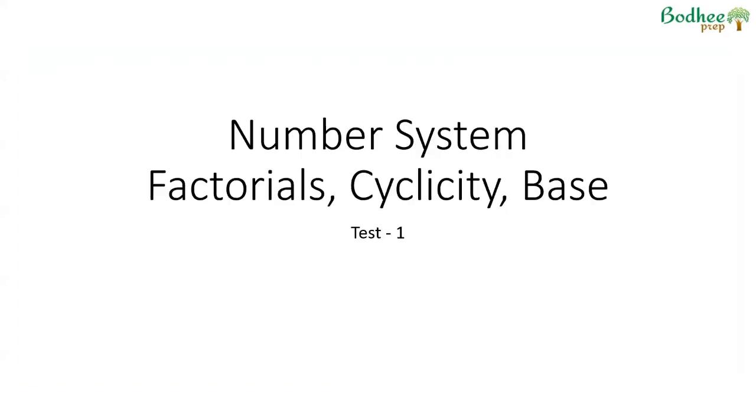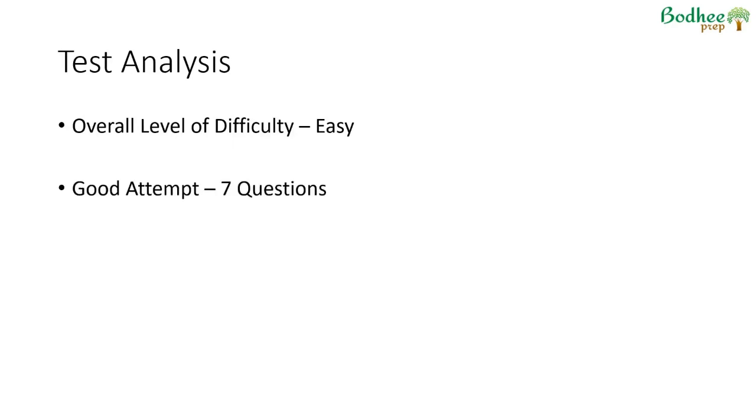This video is on number systems. The topics covered are factorial, cyclicity, and the base system. And this is the first test on these topics on the app. Overall analysis for this test: this is an easy level of difficulty paper, and about 7 to 8 questions would have happened easily, and the attempt time should be somewhere around 18 to 21 minutes, because there were very few questions where cases were being made as such.